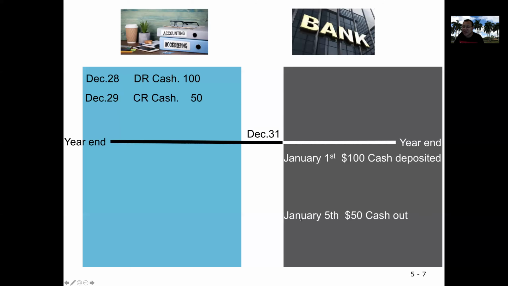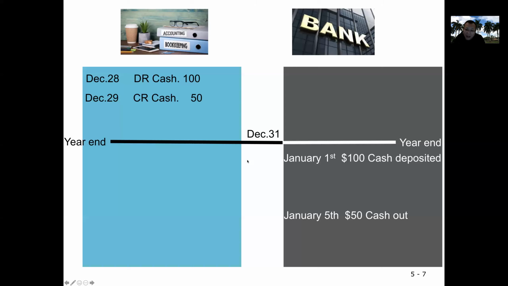So therefore, from the company's perspective, there's a cash out of $50. So in this transaction, you can see that on December 29th, according to the book, the cash decreased by 50. But nothing happened to the bank. On January 5th, when this check was deposited, the $50 cash is out. Again, you see the timing difference.